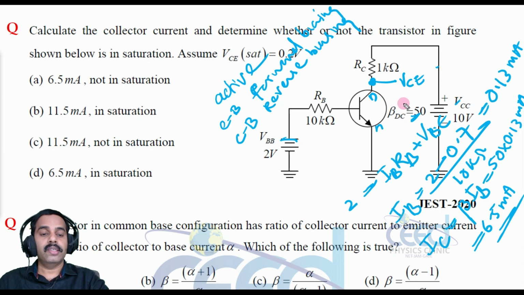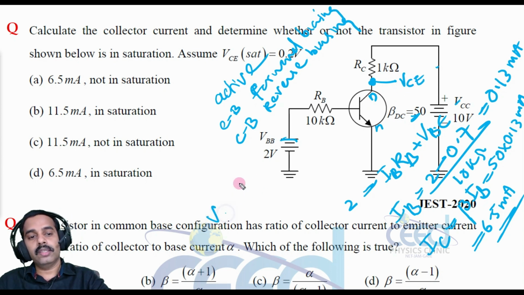If it is positive, I can say it is in reverse biasing. If it is negative, I can say it is in forward biasing. If the junction is out of reverse biasing, then we can't say it is in the active region. So let us find out this VCE first.